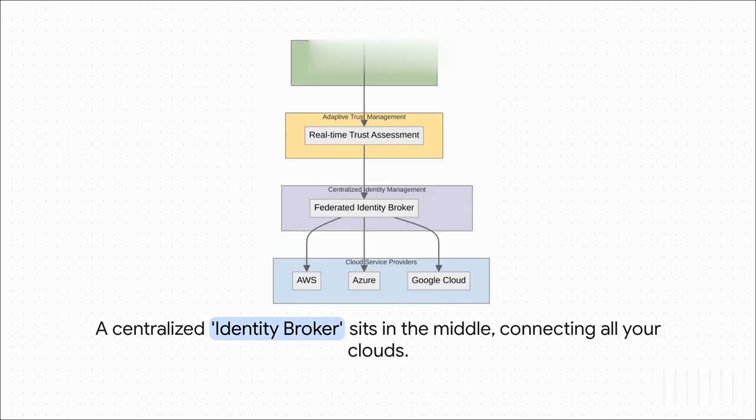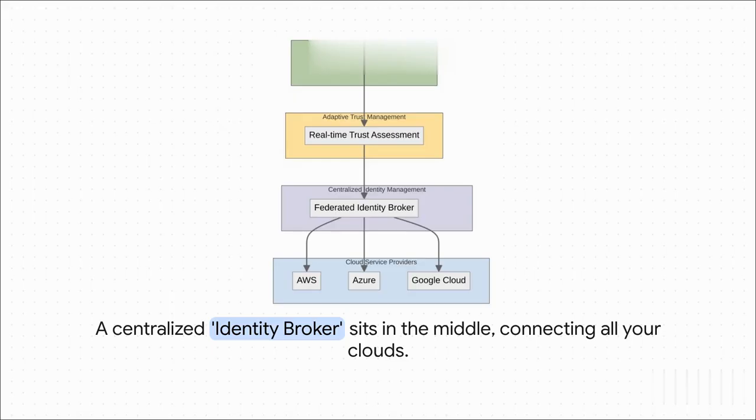So, the most common and effective pattern is what's called the identity broker. Take a look at the center of this diagram. See that federated identity broker? It's sitting right in the middle, acting like a central traffic cop for all things identity. All your different cloud providers and apps down at the bottom, they all talk to the broker.